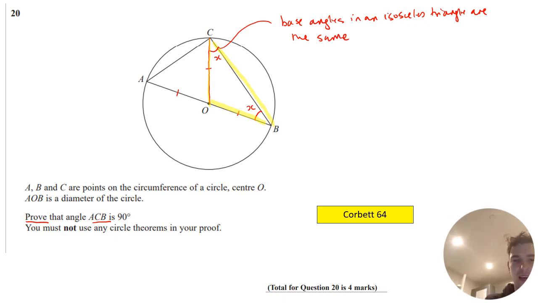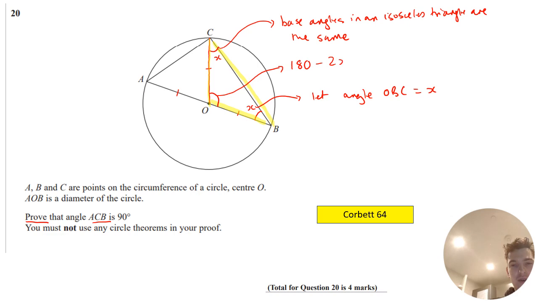And I should probably say, arrow pointing to this one, let angle OBC equal x. I should probably just point that out to the examiner that I'm calling this angle x to start off with. Okay, what else can I find? I think I can now find this angle here, COB. What is that? Well, because angles in a triangle sum to 180, and I know two of the angles, I think this angle is 180 minus 2x.